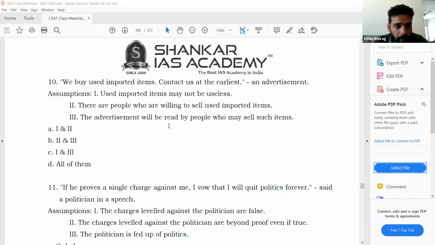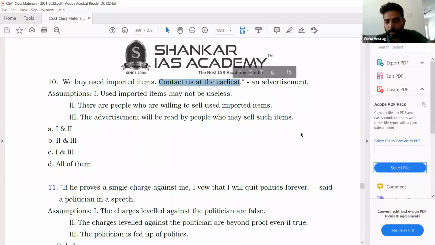Second statement is assumed right. Because see here, contact us at the earliest. So these are the people who will sell. So they believe that people exist who will sell. Those are the people whom they want to contact. So that's why. Again, we are not assuming. These are the assumptions made by the advertiser. So the advertiser believes that there are people who are willing to sell.